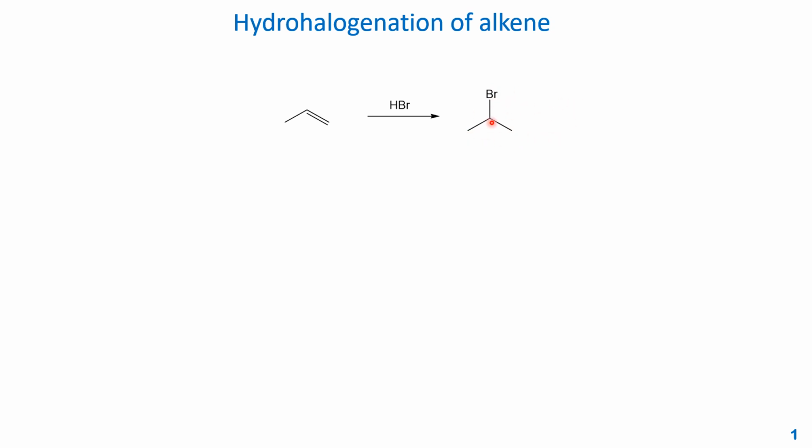For this example, it's 2-bromopropane. In the mechanism shown here, the first step is that the pi electron from the double bond attacks this proton and kicks off the bromide as a leaving group, breaking the hydrogen-bromine bond. This step is called protonation. After protonation, the intermediate is a carbocation, and this is a secondary carbocation.